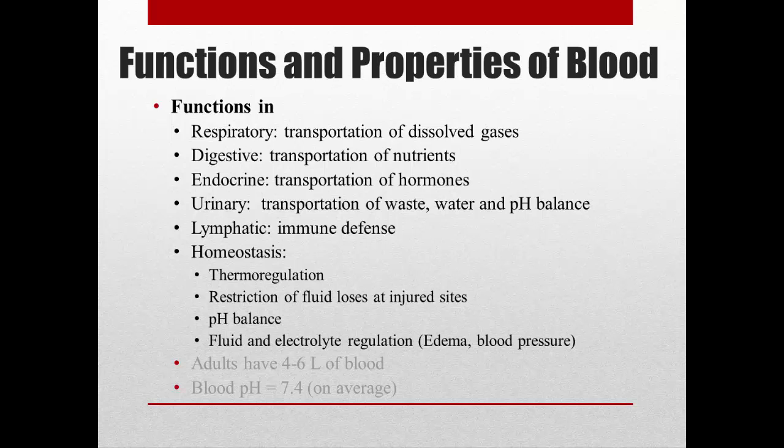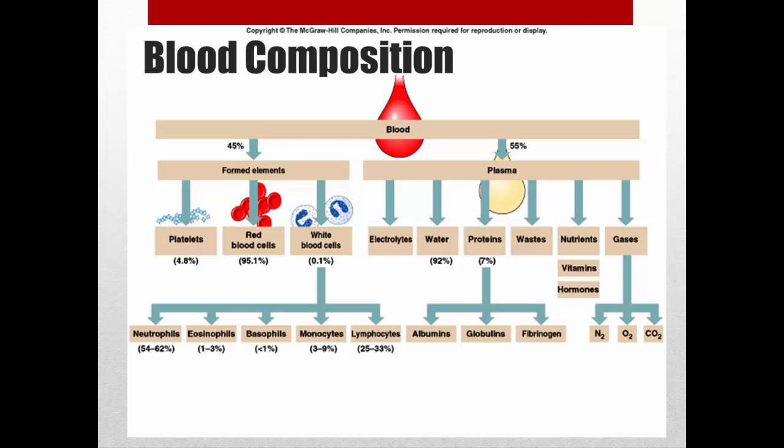this semester. Adults typically have about 4 to 6 liters of blood, and the pH of the blood is about 7.4 on average, so it's a little on the basic side. If we looked at the components of blood, this is what we're going to see. We've got 45% of the blood is made up of formed elements. These are going to be the cells or cell-like structures. Platelets are actually cell fragments, and we'll see what they look like later and how they're formed.